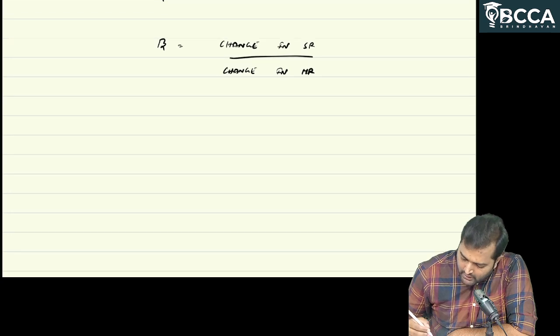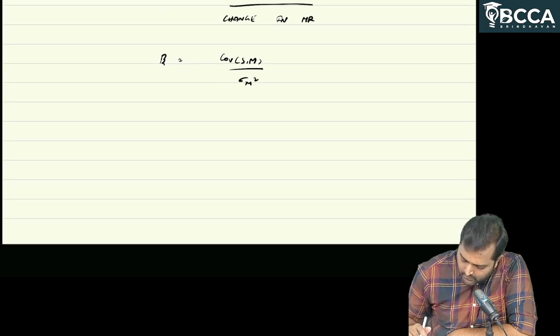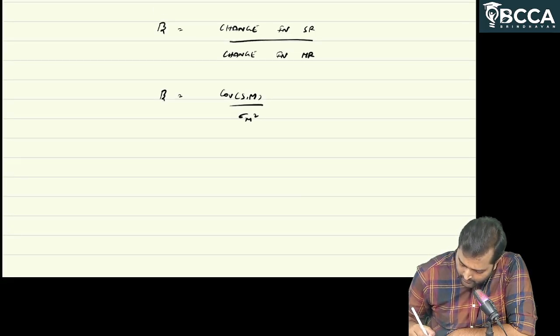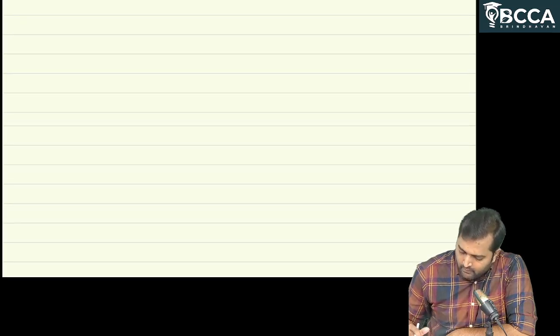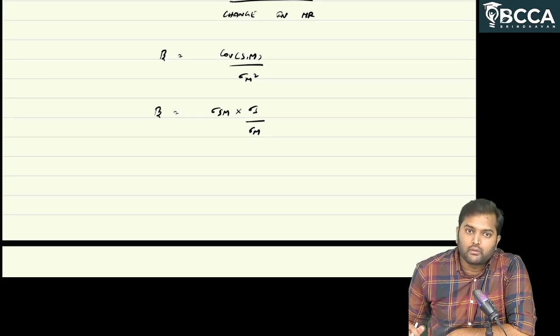So when more than 2 periods data is given, then beta is equal to covariance of S comma M divided by sigma M square. Or beta is equal to sigma SM into sigma S divided by sigma M. So these are the formulas for beta.